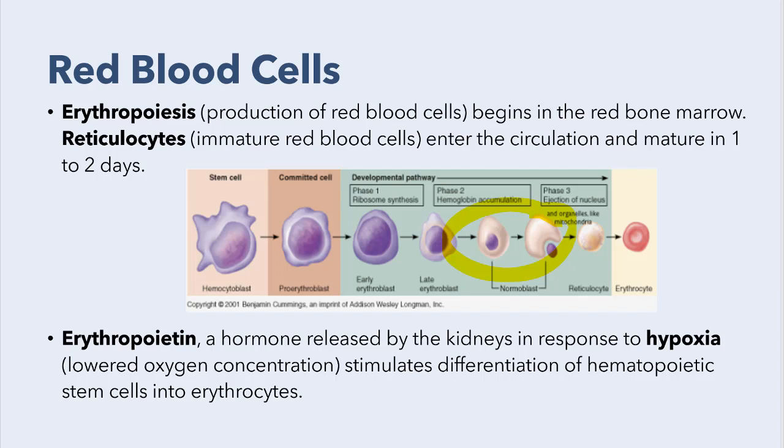Erythropoietin, the hormone that stimulates its production, is formed in the kidneys. And this is usually due to low amounts of oxygen in the blood, known as hypoxia. So this is detected, and then EPO is secreted. Anemia or low blood cell count can initiate EPO secretion as well.